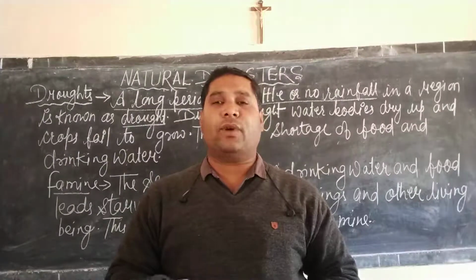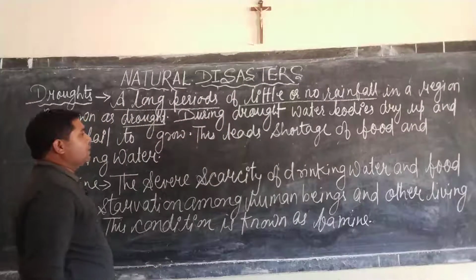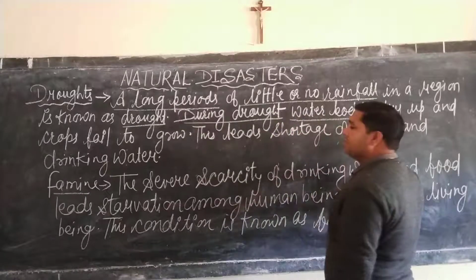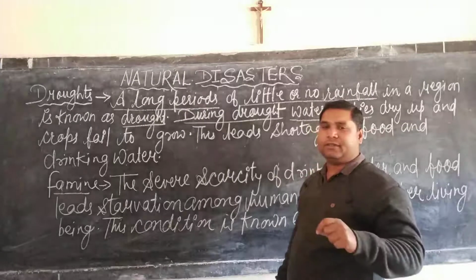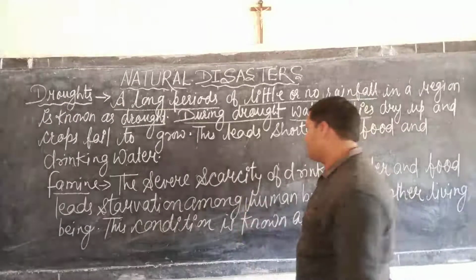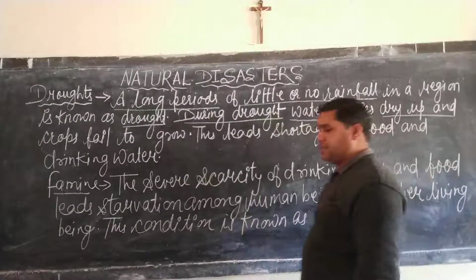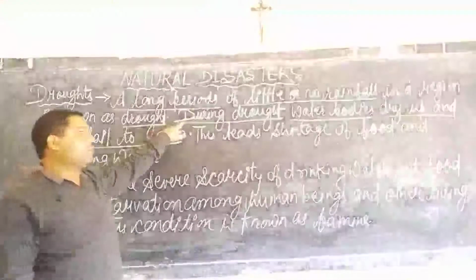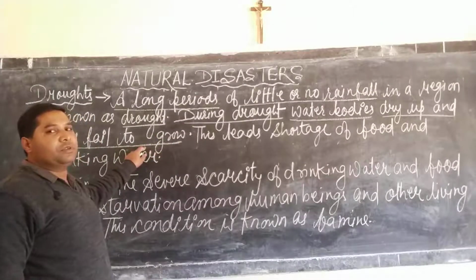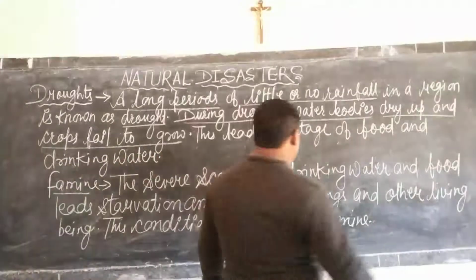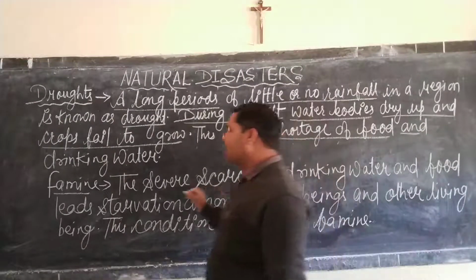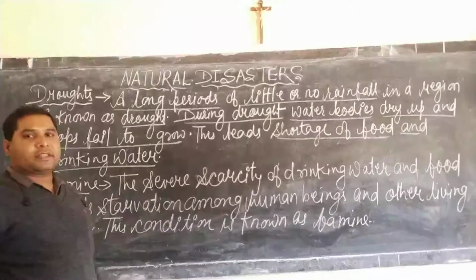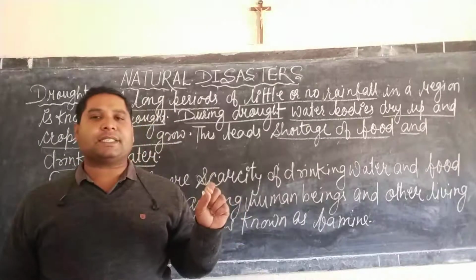Then in such a condition, what happens? During the drought, water bodies like pond, lake, river, and other water bodies dry up, and it also leads the crops to fail to grow. So, dear student, as the water bodies dry up and crops fail to grow, this condition leads to a shortage of food and drinking water. Due to the drought, this type of condition occurs in the particular area. It is also known as famine.